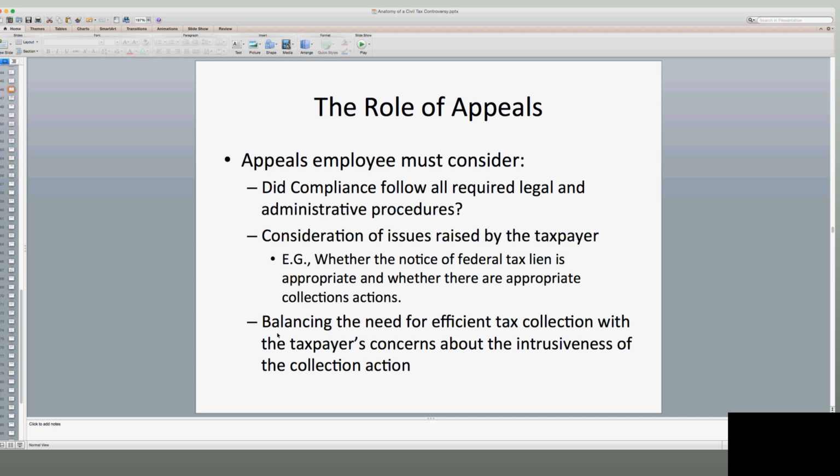Did compliance follow all required legal and administrative procedures? They have to consider issues raised by the taxpayer. For example, whether the notice of federal tax lien is appropriate, whether there are appropriate collections actions. And then they balance, and this is a catchphrase, they balance the need for efficient tax collection with the taxpayer's concerns about the intrusiveness of the collection action. I found that the latter is really lip service more than anything else. At the end of the day, the intrusiveness of the collection action usually gets thrown out the window.